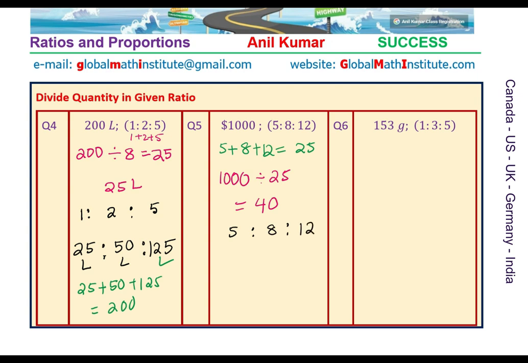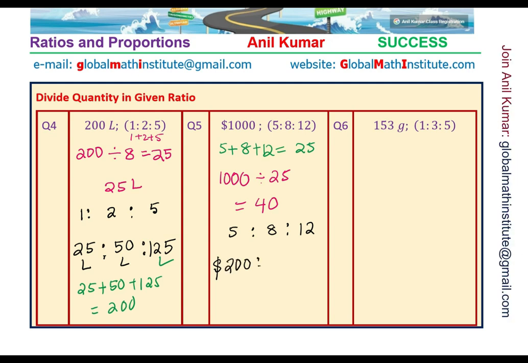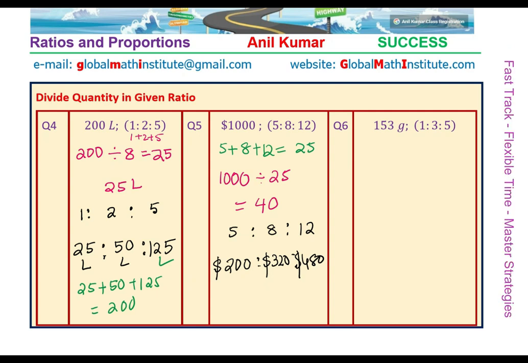So when you multiply 40 with 5, what do you get? So this dollar amount which you get is 5 times 0 is 0, 5 times 4 is 20. So $200. When you do with 8, 8 times 4 is 32, so we get $320, right? And 12 times 4 is 48, so $480. Makes sense, right? So that is what it is, and you can definitely check that 200 plus 320 plus 480 is $1,000.